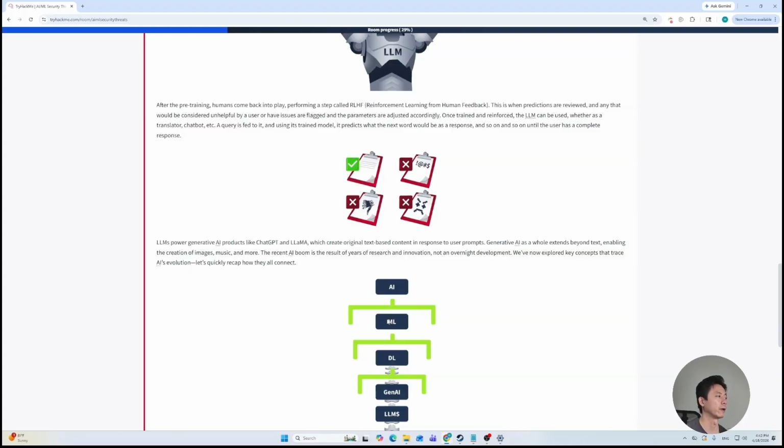LLMs power generative AI products like ChatGPT and LLaMA, which create original text-based content in response to users' prompts. Generative AI as a whole extends beyond text, enabling the creation of images, music, and more. The recent AI boom is the result of years of research and innovation, not an overnight development. We've now explored key concepts and traced AI's evolution. Let's quickly recap how they connect.